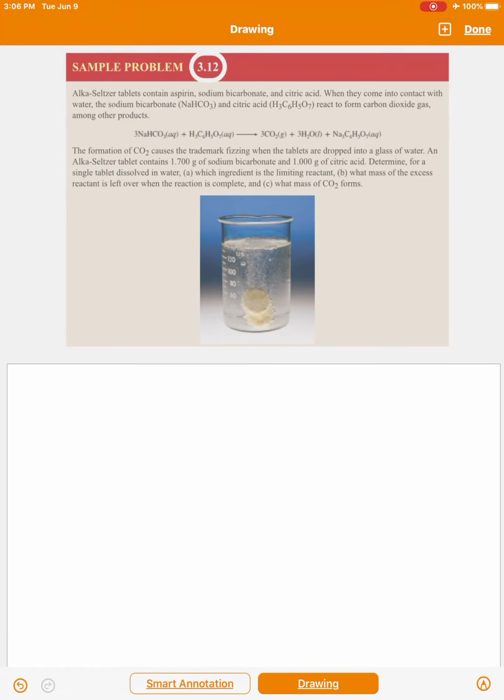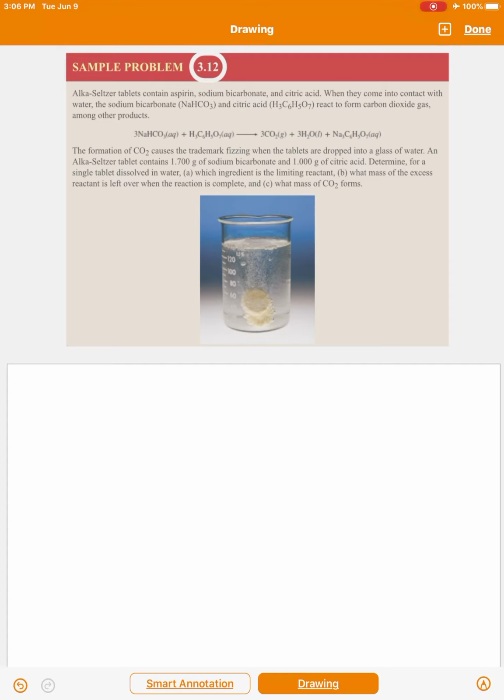Sample problem 312. Alka-Seltzer tablets contain aspirin, sodium bicarbonate, and citric acid. When they come into contact with water, the sodium bicarbonate, NaHCO3, and citric acid, H3C6H5O7, react to form carbon dioxide, among other products. The formation of carbon dioxide causes the trademark fizzing when the tablets are dropped into a glass of water. An Alka-Seltzer tablet contains 1.700 grams of sodium bicarbonate and 1.000 grams of citric acid.